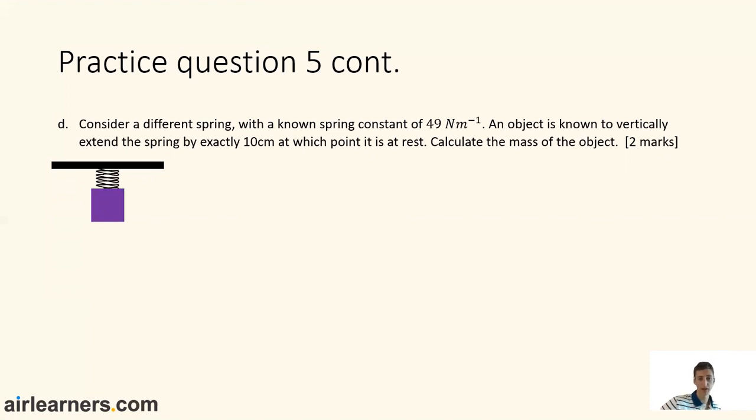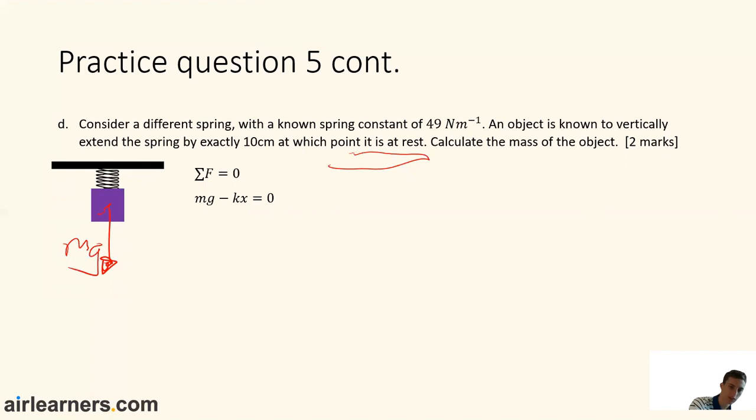All right, so now that you've had an opportunity to do that question, let's have a look to see what I would do. Now, first thing, because it's at rest, i.e. not moving, it's not accelerating, and therefore we can say that the sum of the forces is 0. And now I can label those 2 forces. It's going to be mg, gravitational force, and then pulling up on it, using Hooke's law, it's going to be kx.